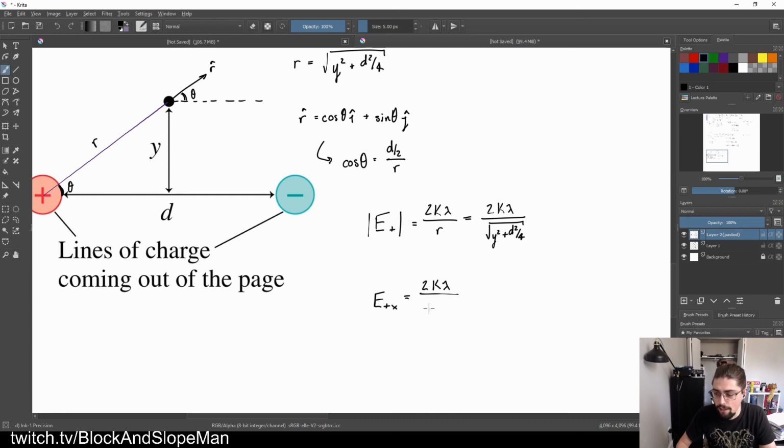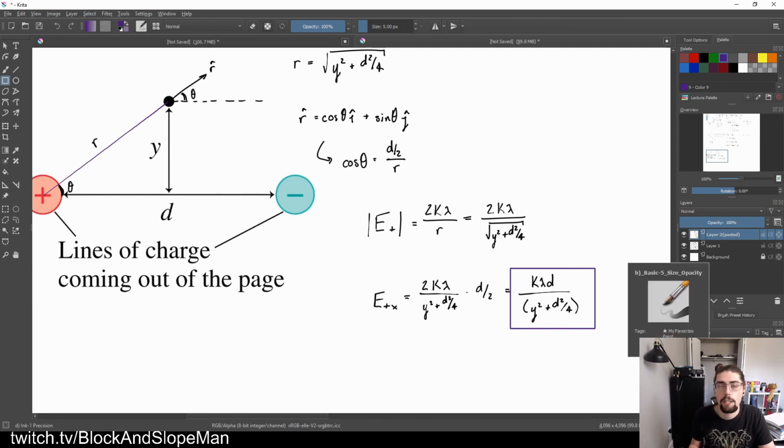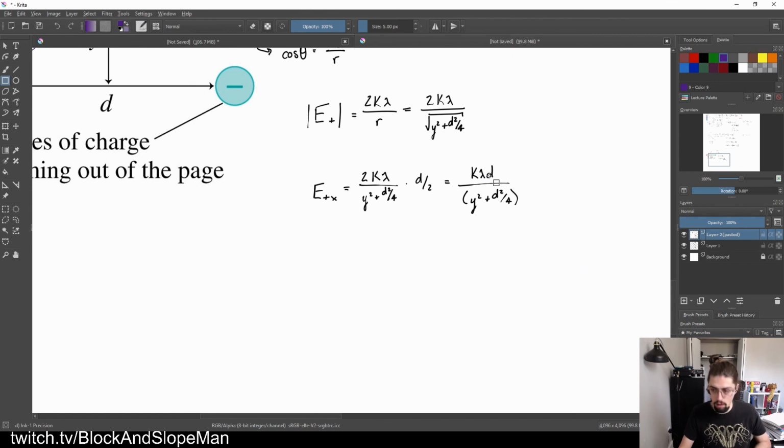I probably should have left that, actually. Y squared plus d squared over 4, times d over 2, can cancel out the 2. This turns into k lambda times d over y squared plus d squared over 4. And just like that, without needing to solve out all of the other pieces and then sum them up together, that is my net. Oh, just kidding. Oh, one more step. I jumped the gun.